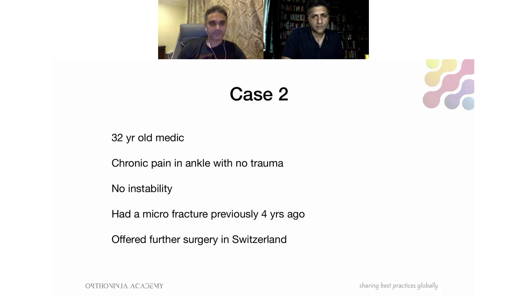Amer, over to you. Okay, so last case, a medic who's 32 years old, who's got chronic ankle pain. Again, no clear history of trauma, but we know that that may not be reliable. No symptoms of instability. They've already had some treatment, a microfracture that was done a few years ago, and she's been offered further surgery, but it's not really clear what that surgery involved. Have we got another picture?